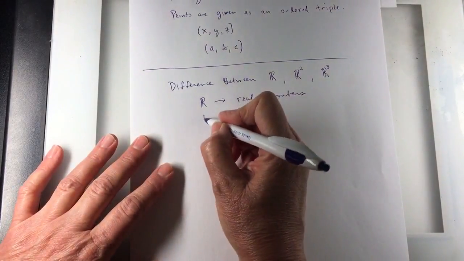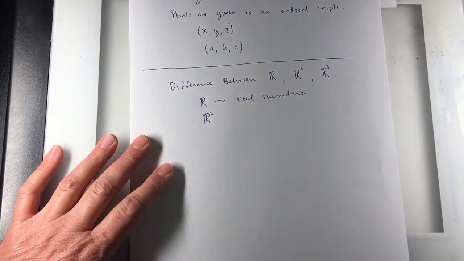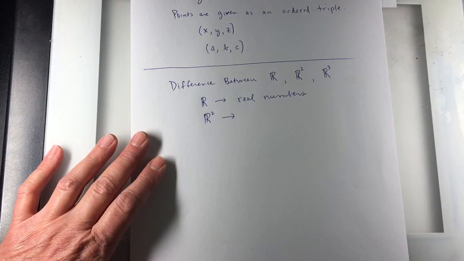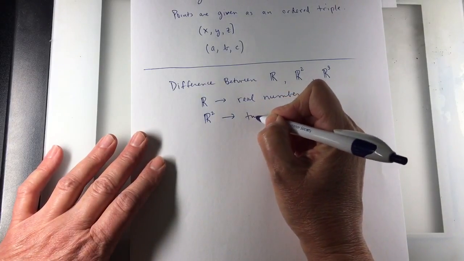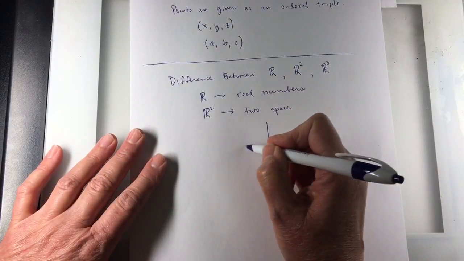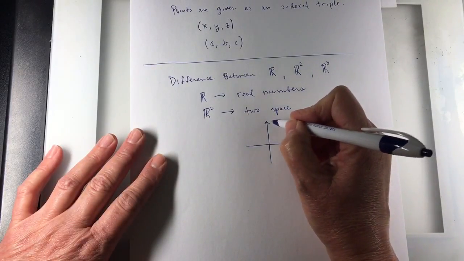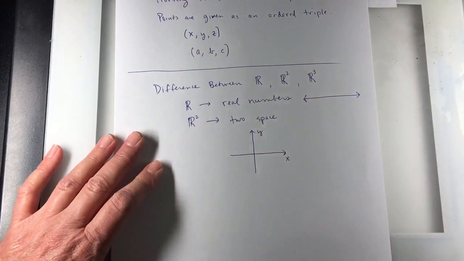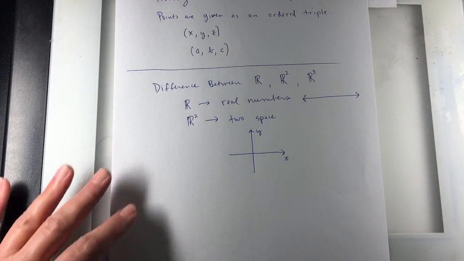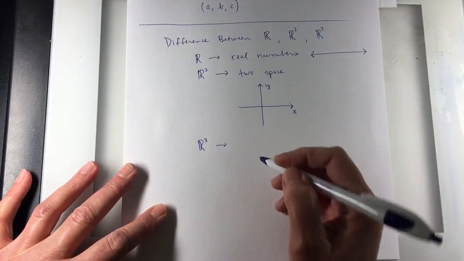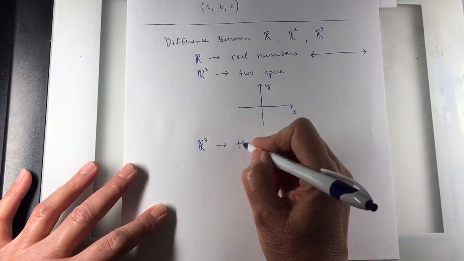And then the capital R with the 2, that's 2 space. That is the XY system that you've been working with for years. So I'll write 2 space, and I'll draw my little x-axis and the y-axis. In fact, the first one, the real numbers, that's your single number line. And then R3 is what we're talking about in 12.1. And this is 3 space.